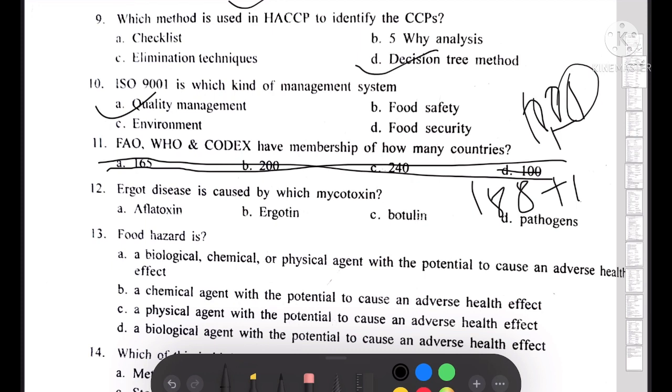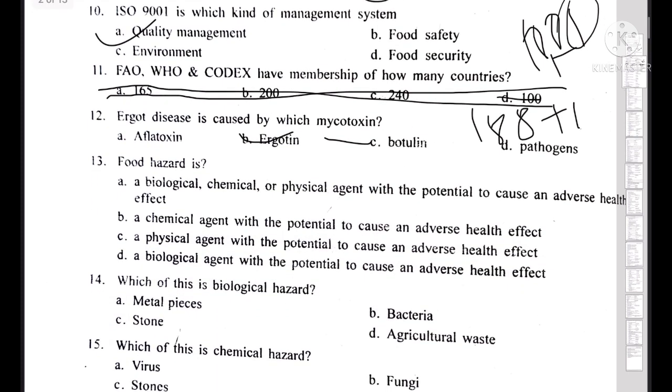Okay, next. Ergot disease is caused by which mycotoxin? Ergot disease is caused by ergotin. Ergotin is a mycotoxin. What are mycotoxins? I have told you many times. A mycotoxin is a toxic secondary metabolite produced by the kingdom fungi and is capable of causing disease and death both in humans and other animals. So ergot disease is caused by ergotin.